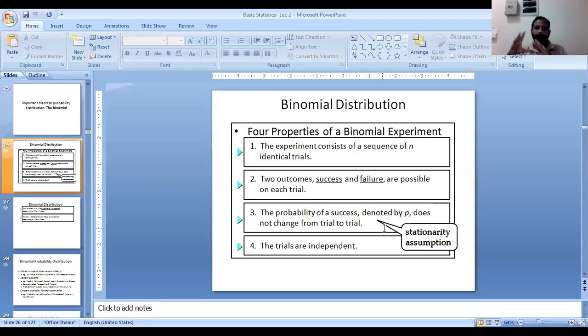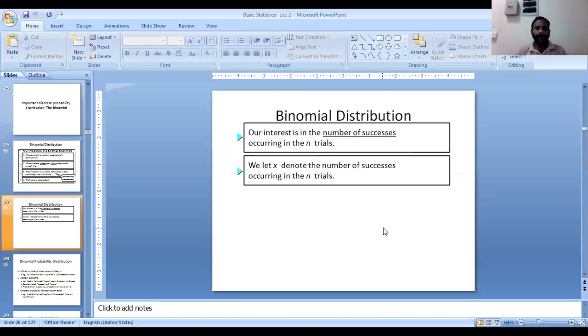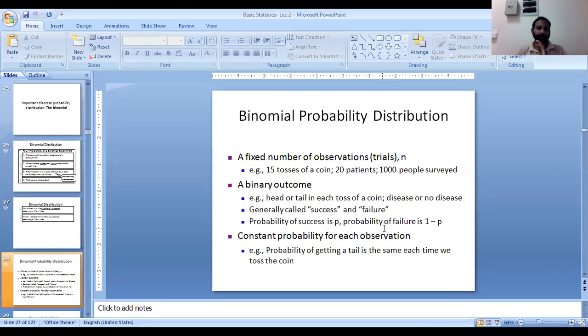Let's look later at some examples of how this success and failure can be incorporated in real-world examples, with further examples on success and failure in two aspects. That is why it is called binomial distribution.